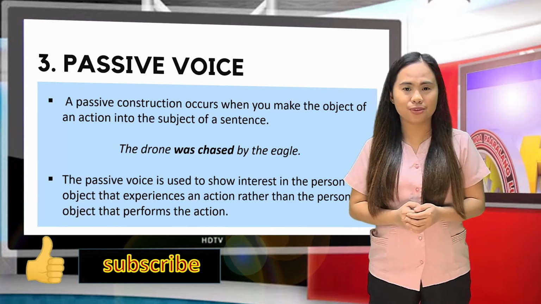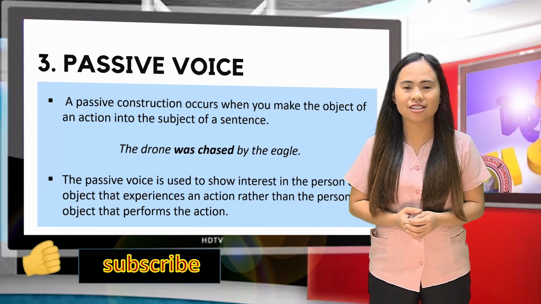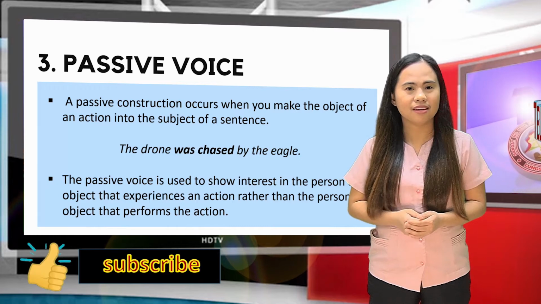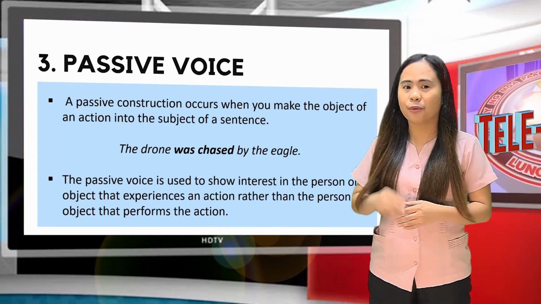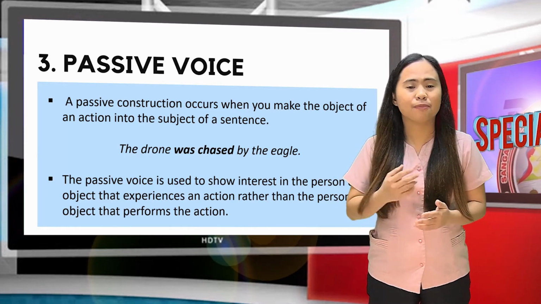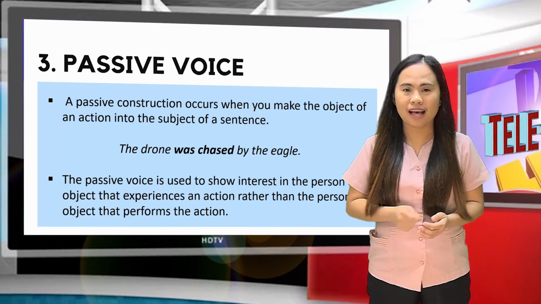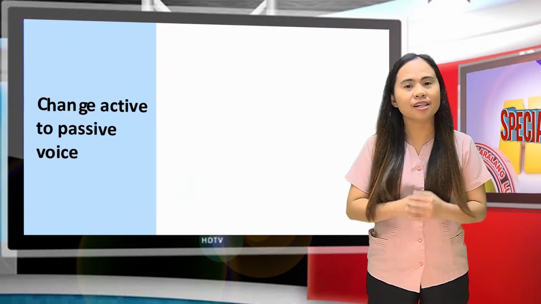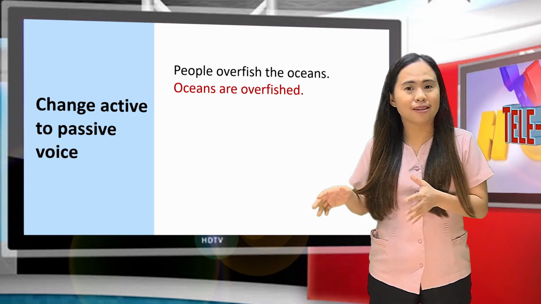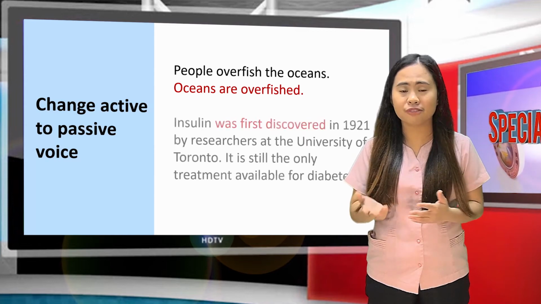The passive voice is used to show interest in the person or object that experiences an action rather than the person or object that performs that action. In most argumentative essays, where the doer of the action is not that important or it isn't known, the beginning focus of clauses is changed from active to passive. For example, people overfish the oceans. To shift the focus from the people to the environment, we should instead write, oceans are overfished.